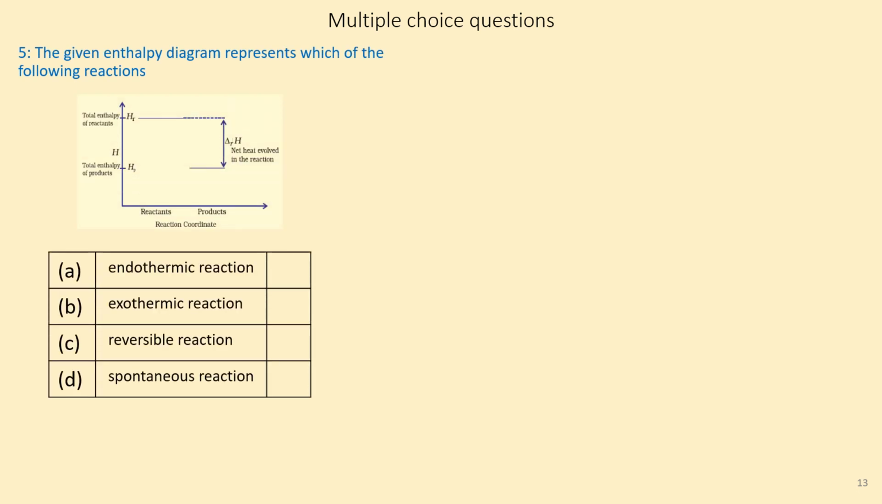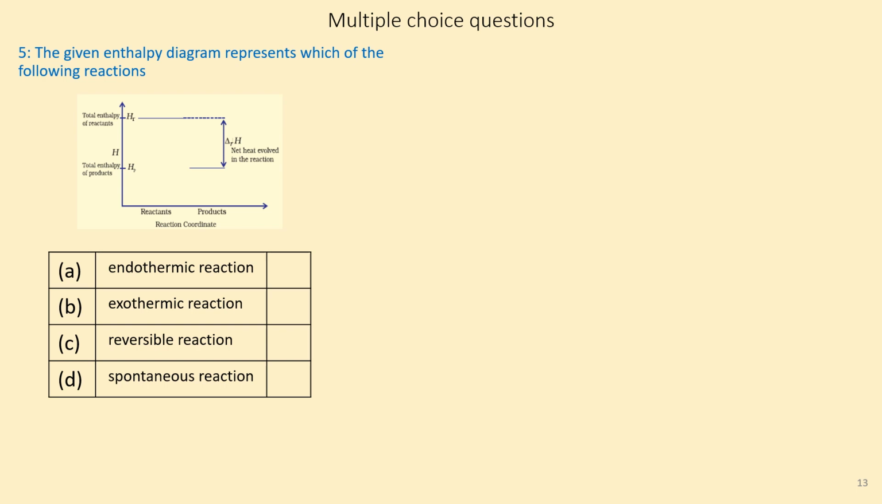Next question. The given enthalpy diagram represents which of the following reactions? The diagram is shown here. Please note that the total enthalpy of the reactants is higher than the total enthalpy of the products, which is given at the lower level. So in this case delta rH, that is the net heat evolved in the reaction, is negative. Four options are given. Read all four options.